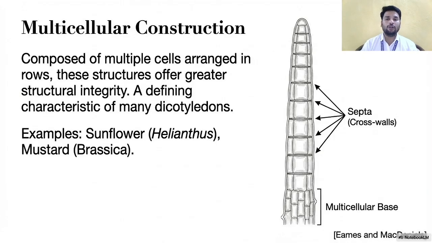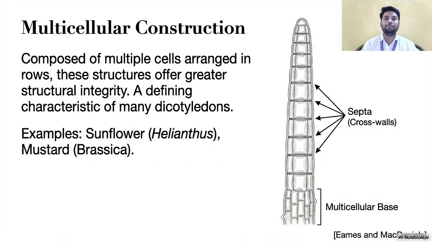Then multicellular trichomes. They are composed of multiple cells arranged in rows. This structure offers greater structural integrity. It is a defining characteristic of many dicotyledons, for example, sunflower, that is Helianthus annuus, then mustard, Brassica rapa, etc. Each cell is differentiated by a particular cross wall that is known as a septum.